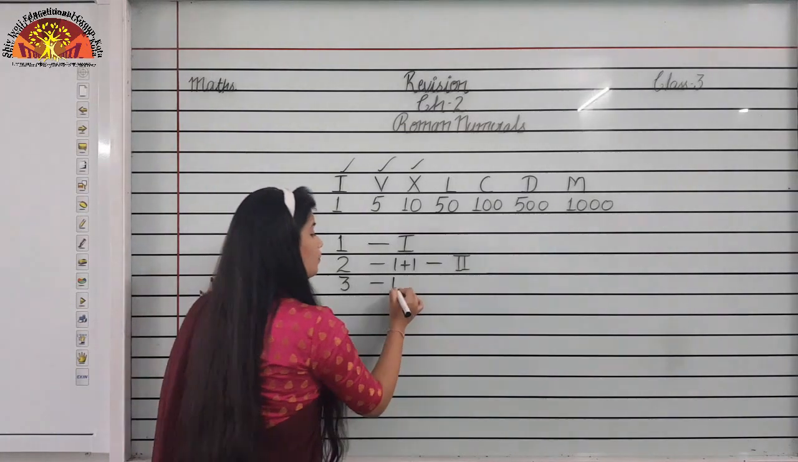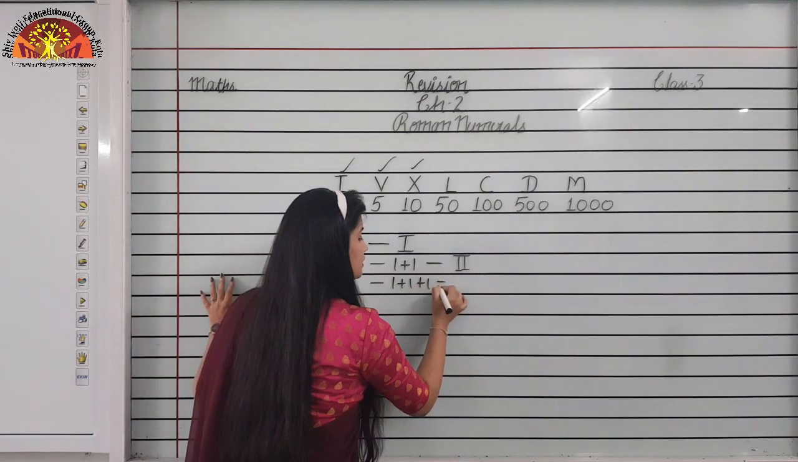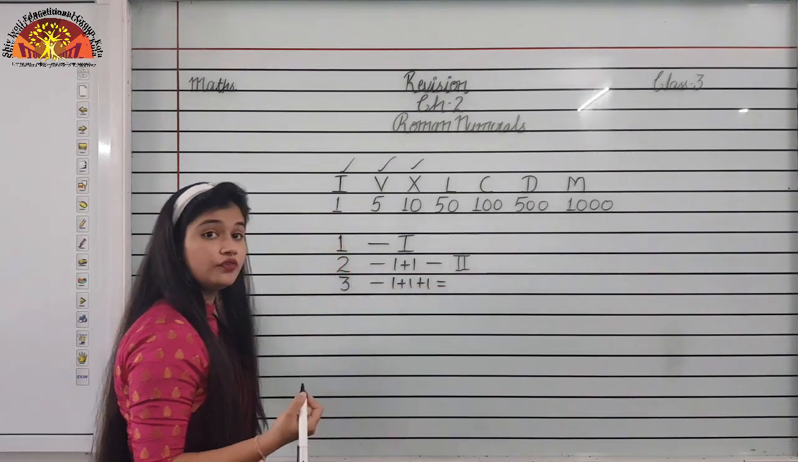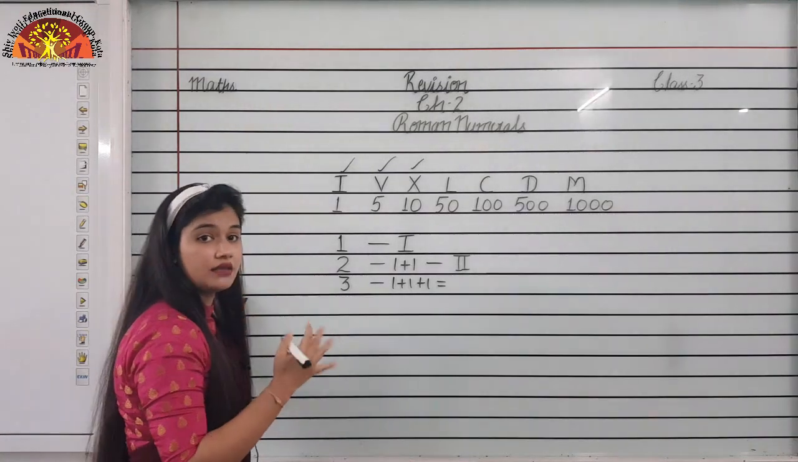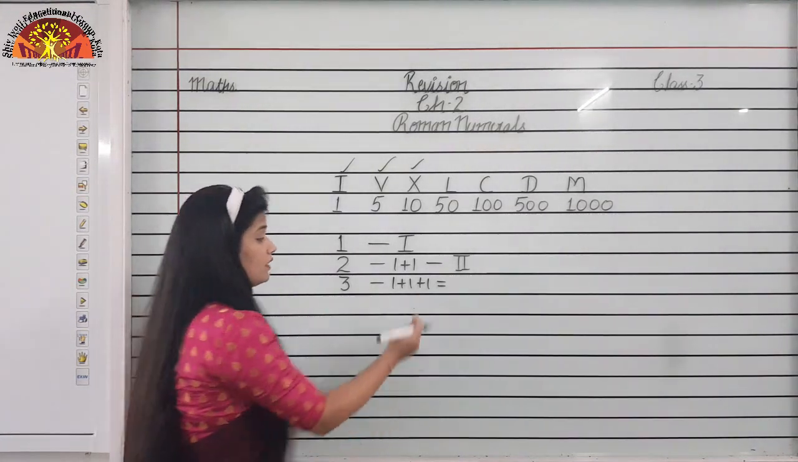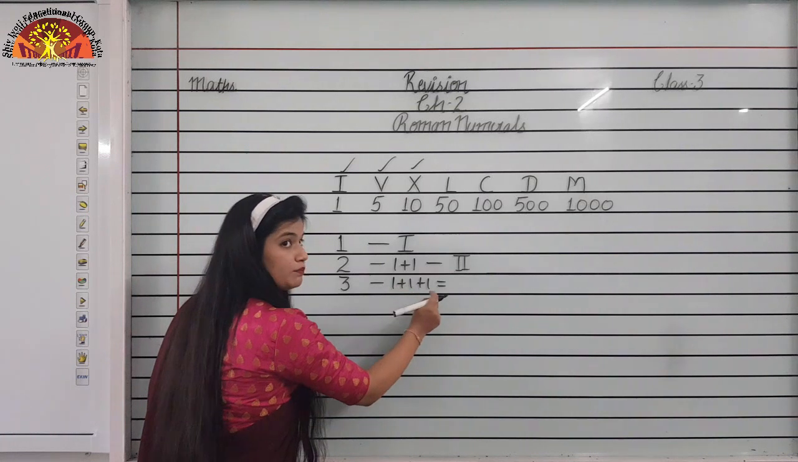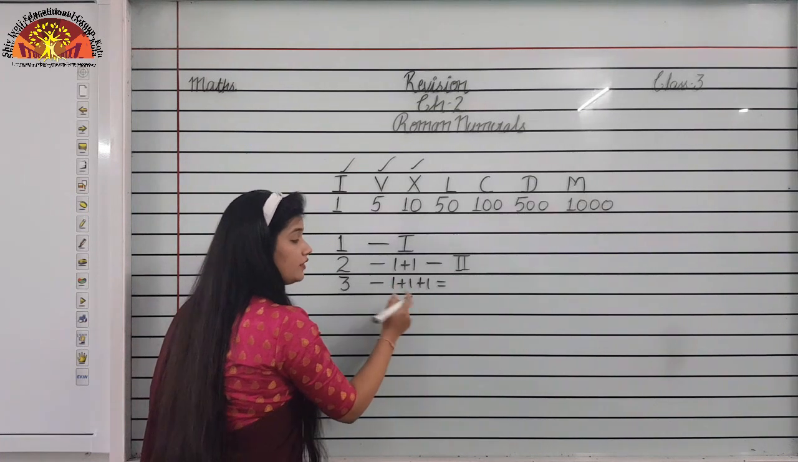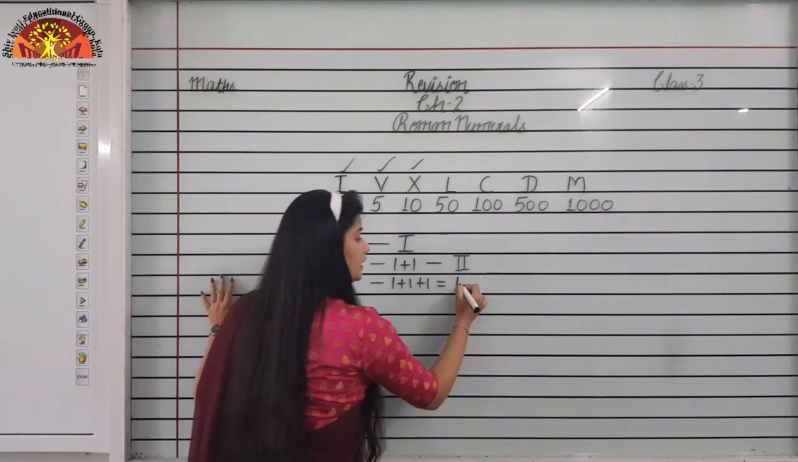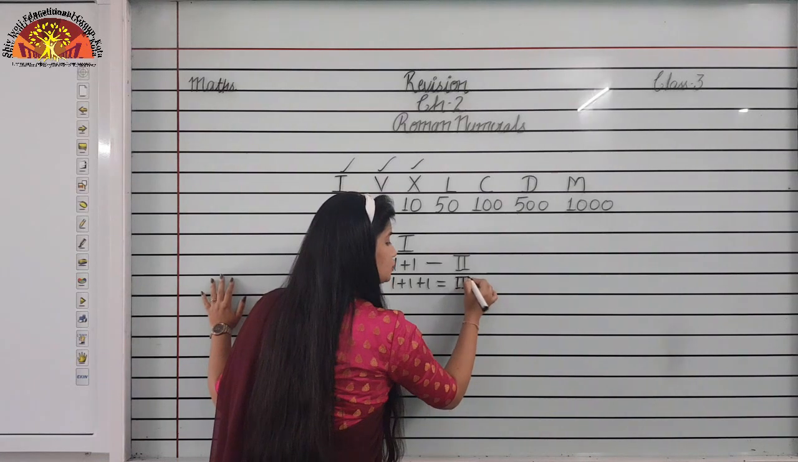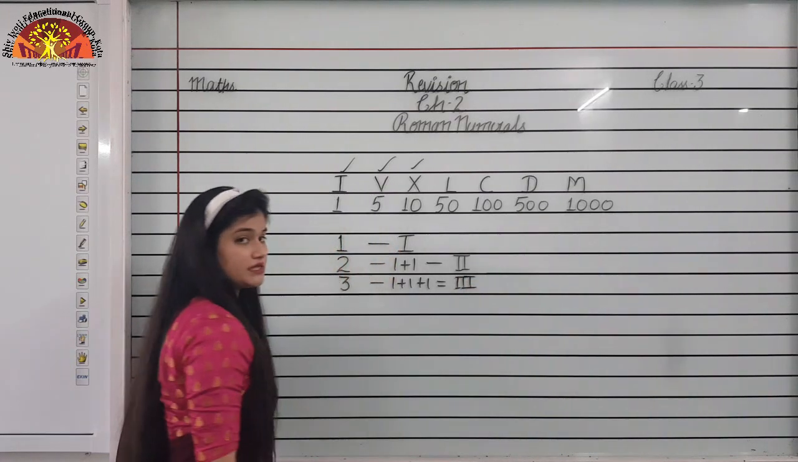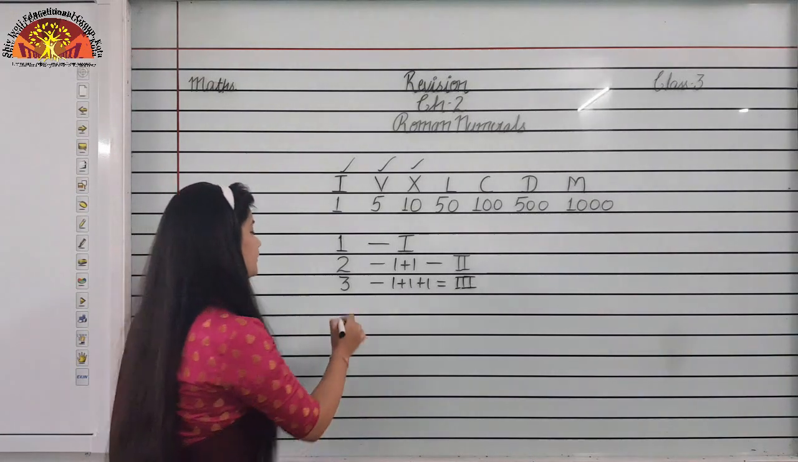Now suppose I am going to write 3. 3 means 1 plus 1 plus 1. So basically we have to write I 3 times. Why do we have to write I 3 times? Because 1 plus 1 plus 1, and the value of 1 is I, so that will be 1, then 2 and this will be 3. Is it clear students? Now suppose we have to write 4.